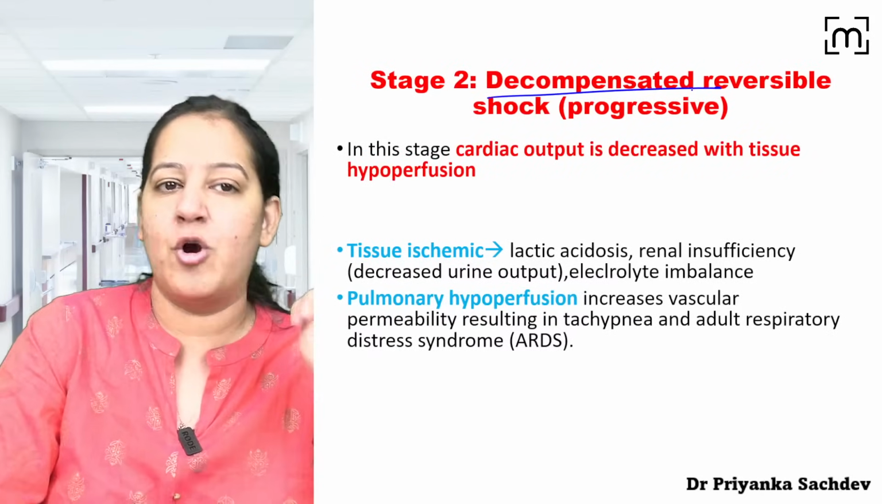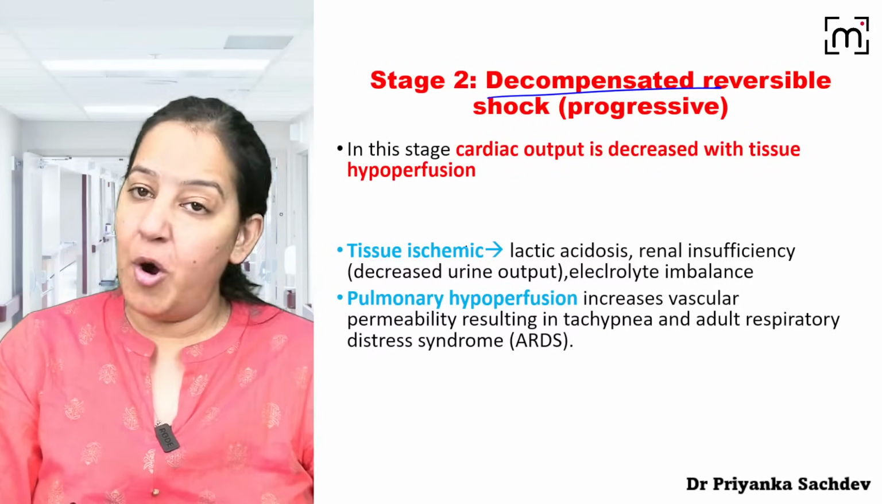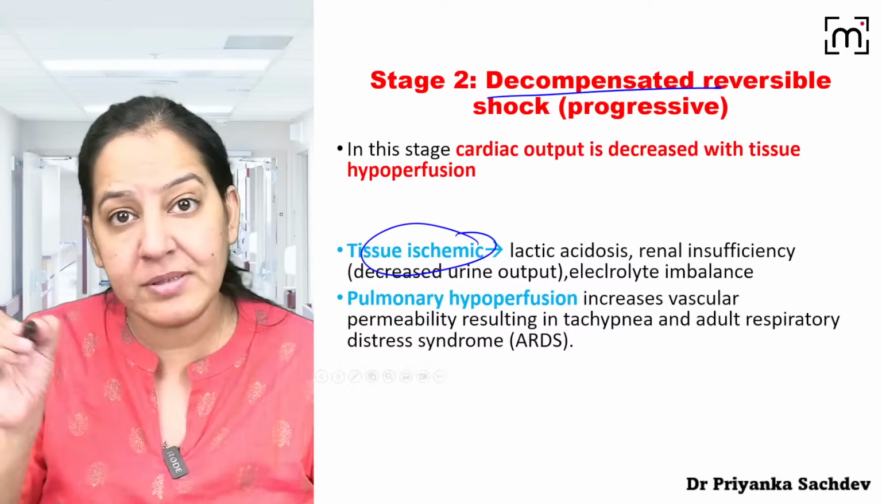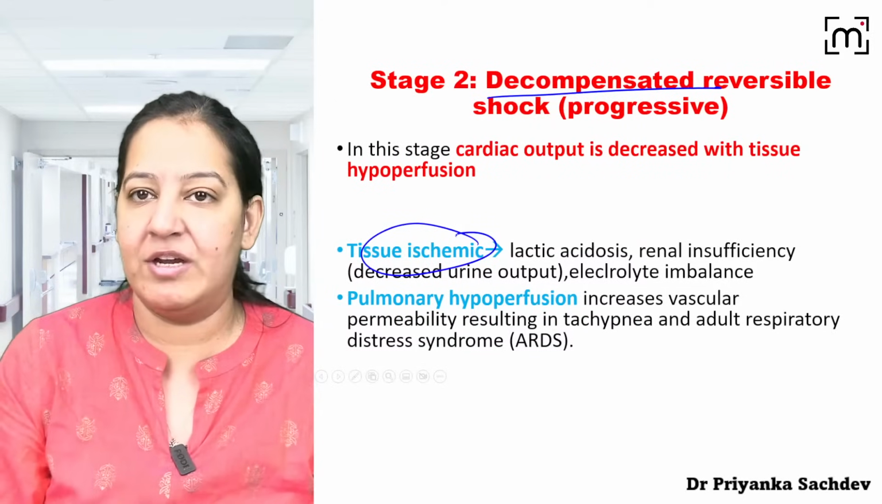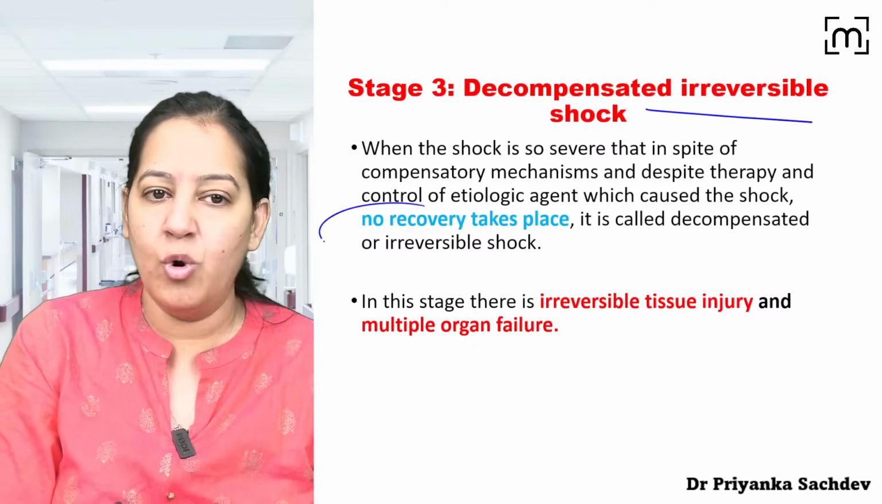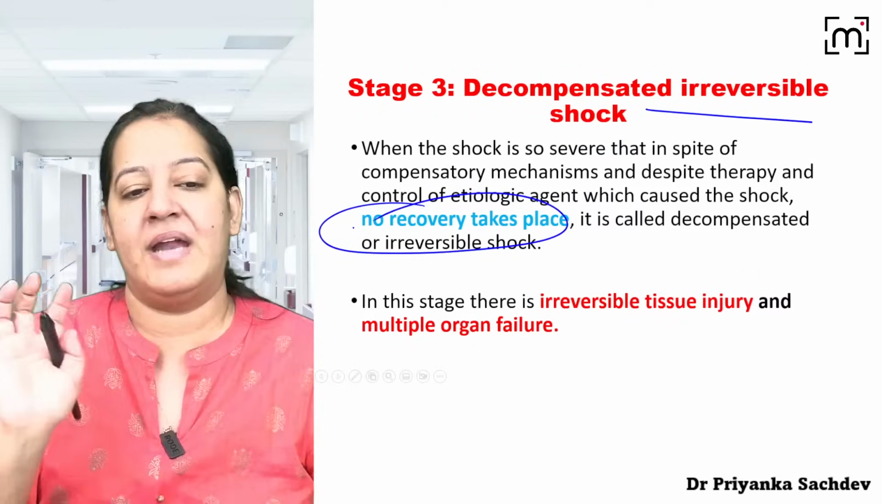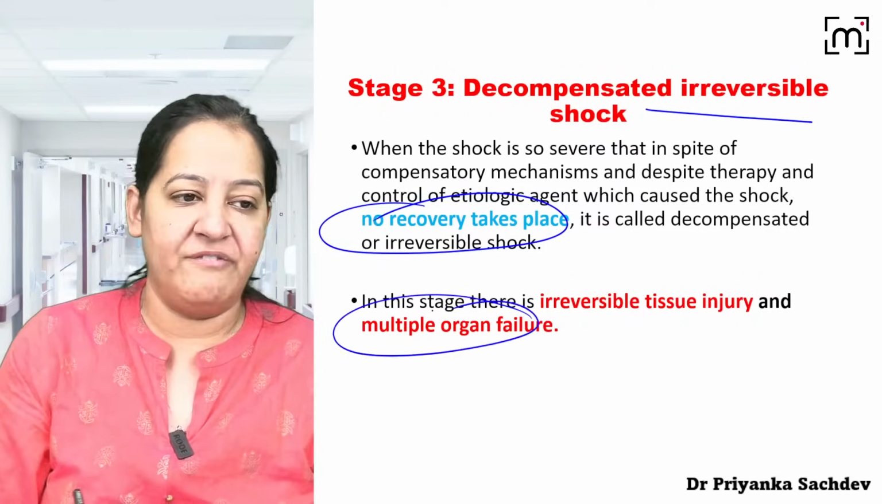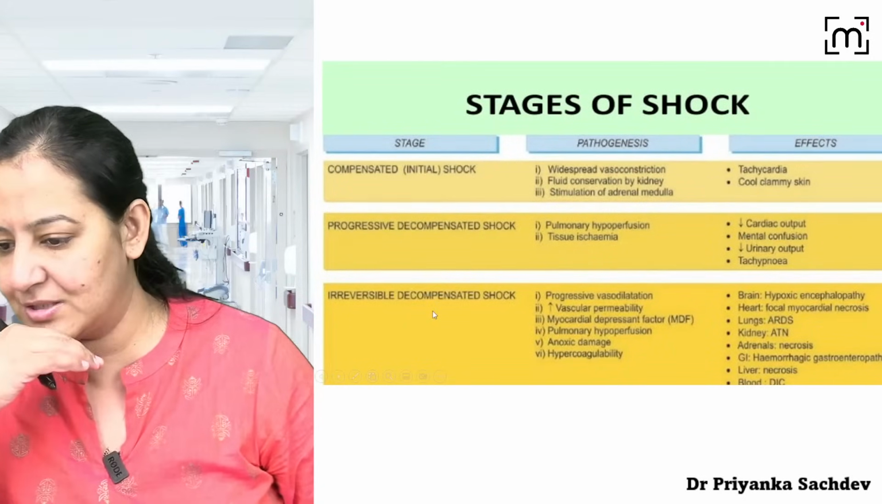The second stage is the decompensated shock. Here, ischemia has already started, but necrosis has not yet occurred. You can start the treatment early. And in the irreversible stage, the necrosis has already occurred. No recovery will take place even on giving treatment, and death is inevitable. Multiple organ failure has already occurred. So these are the three stages of shock.